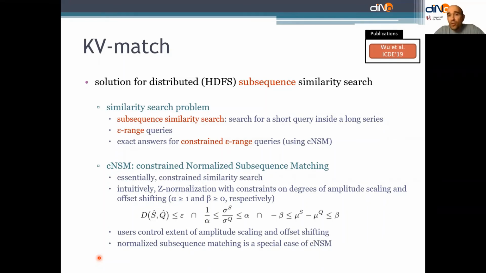KV-match is a solution for distributed subsequence similarity search. So in this case, we are looking for a short query inside a very long series. And KV-match supports epsilon range queries and exact answers for constrained epsilon range queries. So epsilon range queries are queries that use the constrained normalized subsequence matching, which is essentially a constrained similarity search. Intuitively, it's Z normalization with constraints on the degrees of amplitude scaling and offset shifting. So this means that the user can control how much scaling and shifting should be allowed. And basically, the usual normalized subsequence matching is a special case of this CNSM.